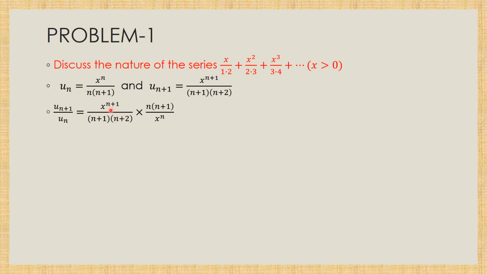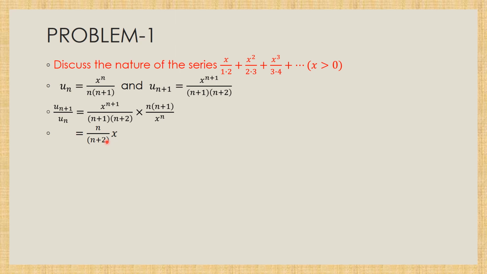Here we have x power n plus 1, and here we have x power n. So in the numerator x power n cancels and x power 1 remains. And in the second numerator we have n into n plus 1, and in the first denominator we have n plus 1 into n plus 2. So n plus 1 gets cancelled. Simplified, we get n into x divided by n plus 2.